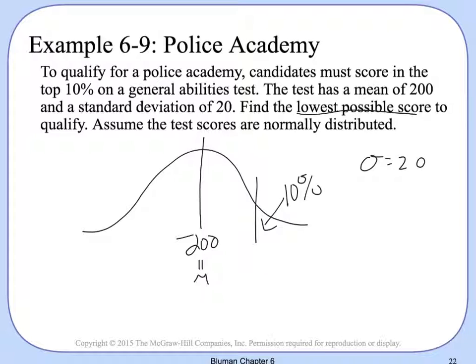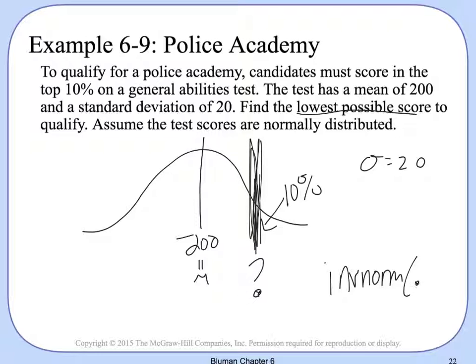Find the lowest possible score to qualify. I want to find this score, the lowest score you can get to qualify to be in this top 10%. So we want to know this value right here. How do I find that? Well, this is an inverse norm one. Inverse norm, if we wrote it down in our notes, is area below. So what area is below this value? You have to know how much is below this. 90%, right? We know 10% is above, 90% is below.